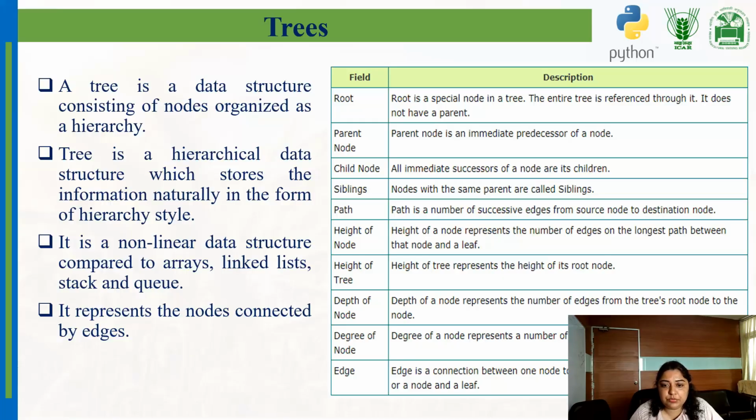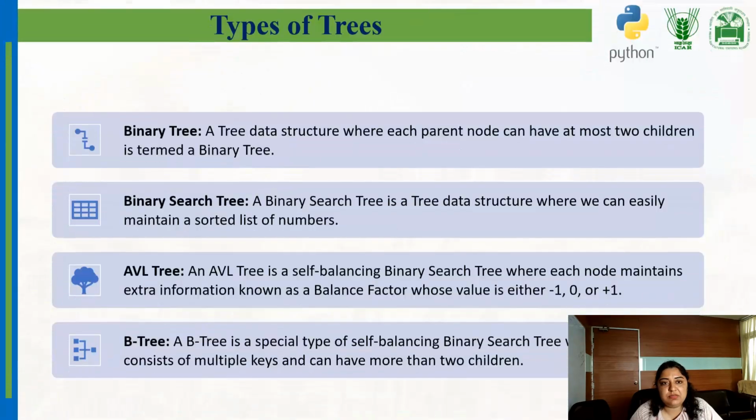Then height of a node. Height of a node represents the number of edges on the longest path between that node and a leaf. Then height of a tree. Height of a tree represents the height of its root node. Then depth of a node. Depth of a node represents the number of edges from the tree's root node to the node. Degree of a node represents the number of children of a node. Edge is a connection from one node to another. It is a line between two nodes, or a node and a leaf.